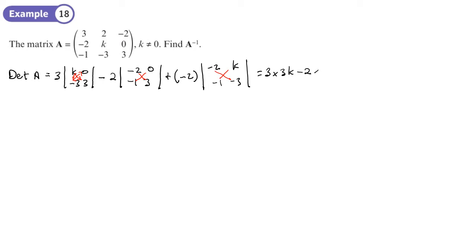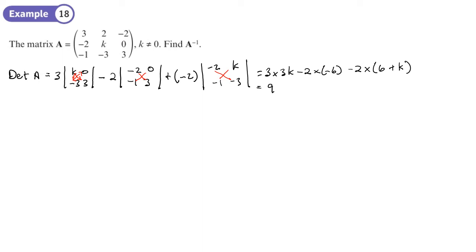Let's put that in, times by negative 6. And then basically the plus minus 2 just becomes minus 2 times by its minor, which will be 6 plus k, because you've got negative 2 times negative 3, which is 6, and then minus negative k becomes plus k.